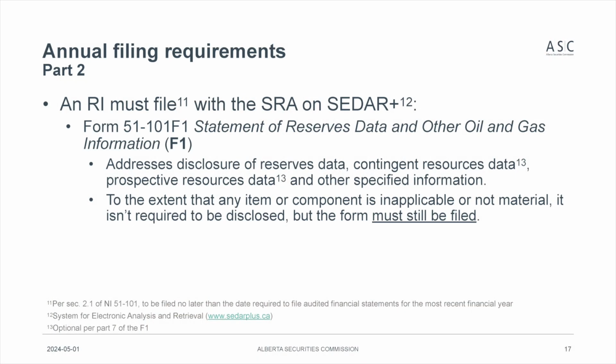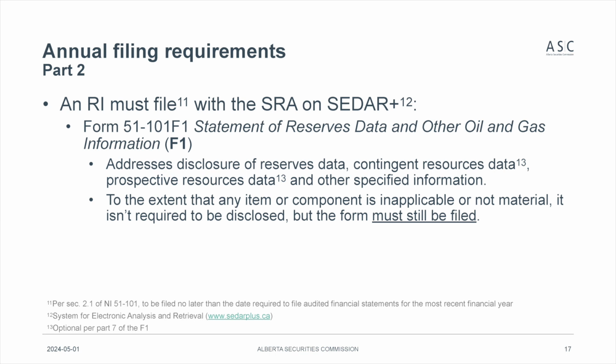So, as Craig mentioned, Part 2 of National Instrument 51-101 requires issuers engaged in oil and gas activities, where that information is material, to file annually with the Securities Regulatory Authority, in most cases, 3 main forms. So first is the F1. This is the Statement of Reserves data and other oil and gas information, which is provided as at the last day of the issuer's most recent financial year.